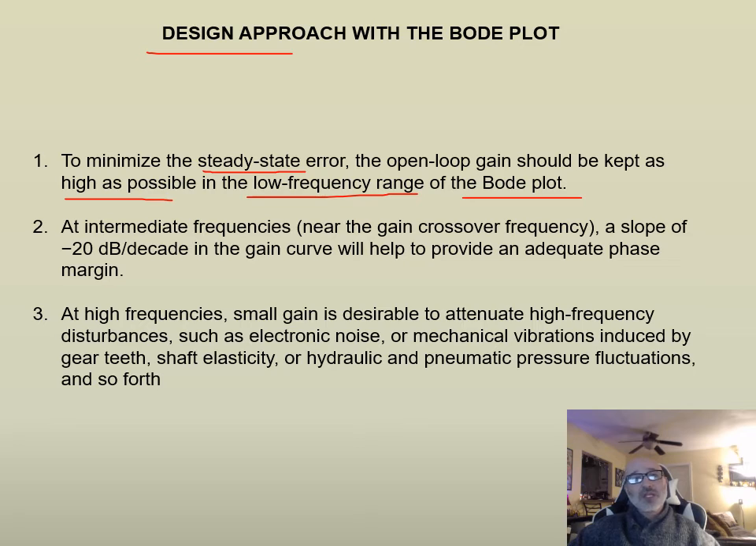Now, at intermediate frequencies or near the crossover gain frequency, a slope of negative 20 dB per decade in the gain curve will help to provide an adequate phase margin. So there's another thing here. If we're looking for that phase margin, try to get that just about right. There's a little tip right there. Now we'll go to the higher frequencies. A small gain is going to be desirable to attenuate high frequency disturbances such as electronic noise, mechanical vibrations induced by gear teeth, shafts, all the disturbances that we talked about before at the beginning of this. Those are things to consider now as we're talking about our high frequencies and utilizing a small gain.